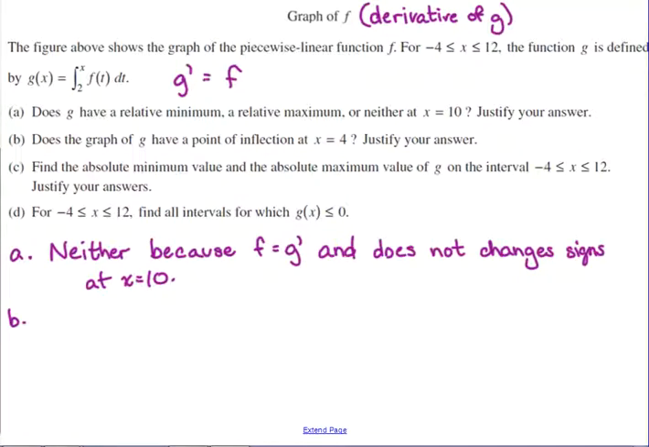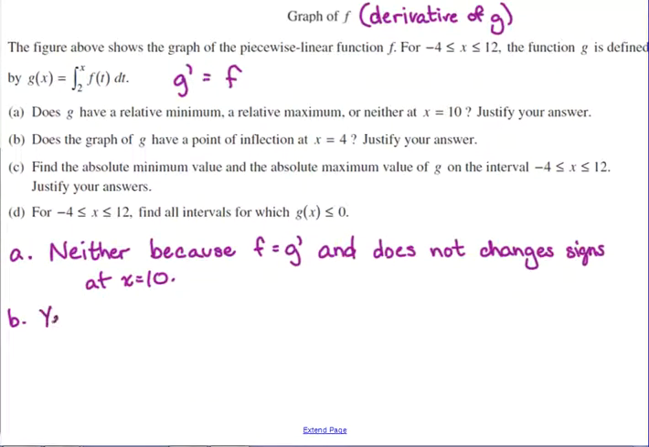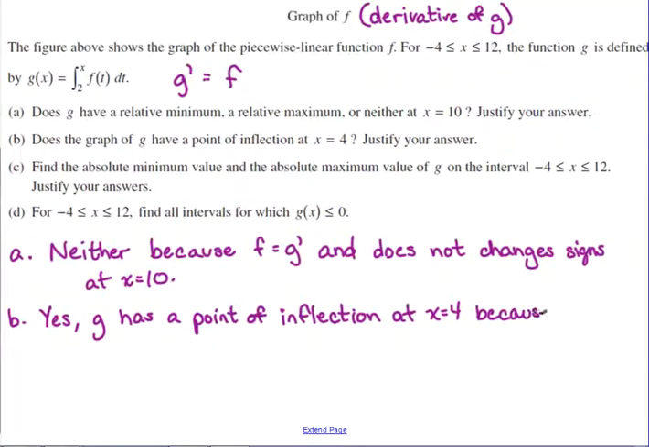Part B, does the graph of G have a point of inflection at x equals 4? So if we want to know whether the original has a point of inflection, but we're looking at the derivative, what characteristic are we looking for on the derivative? Maximums or minimums. So do we have a maximum or a minimum at 4? Yes. Okay, so yes, G has a point of inflection at x equals 4 because f, which equals g prime, has a maximum at x equals 4. You get 1 point for the answer with justification there.